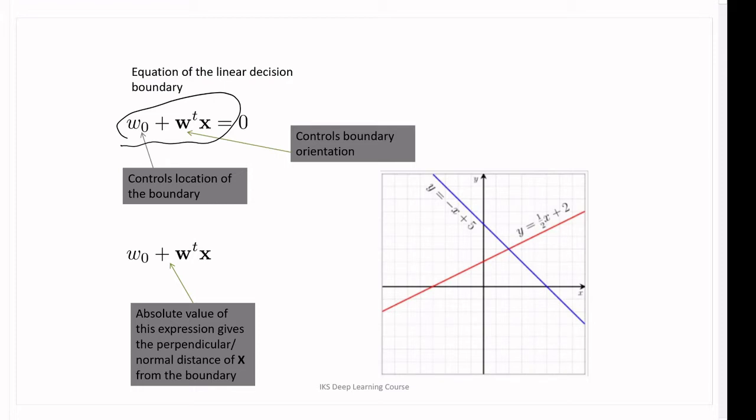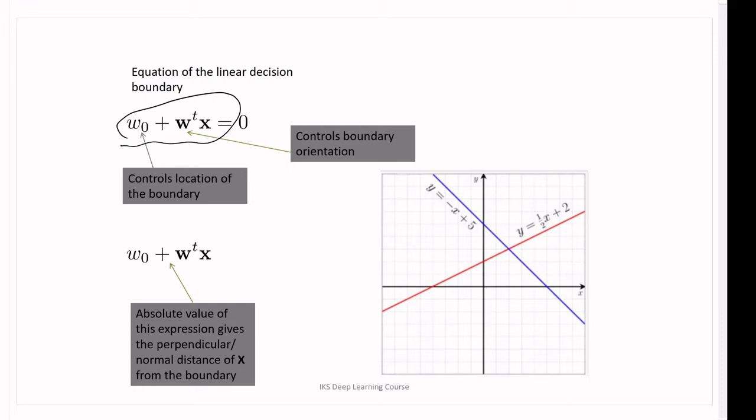So the location of the boundary is controlled by W0, and W transpose, or the weight vector W, or parameter vector W, controls the orientation of the boundary. If you look at the right-hand panel, I've shown you two different lines, or you can say two different decision boundaries, or two sets of parameter values. And depending upon what parameter values you have, you can see that we have different orientations and different locations for the line.